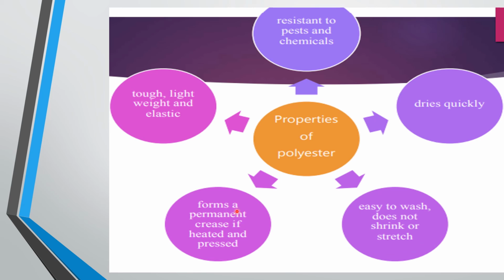Coming to the other property, it forms a permanent crease if heated and pressed. That is, if polyesters are exposed to high heat whenever we are pressing the clothes, then it will form a permanent mark on it. And polyesters are generally tough, but they are light in weight and elastic in nature. And that is the reason why polyester clothes can have a great amount of life compared to other clothes which are made out of natural fibers.